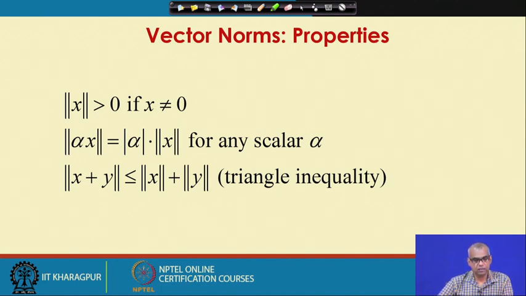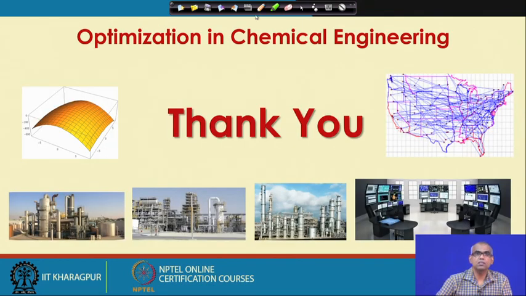And finally, the norm of the sum of two vectors is less than or equal to the sum of the norms of those two vectors. This is known as the triangle inequality. So, if you consider vector x and vector y, you sum the vectors x plus y and take the norm of x plus y, that will be less than or equal to the norm of x plus the norm of y. So, that is known as the triangle inequality of norms.